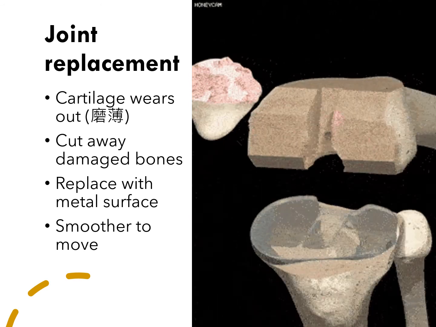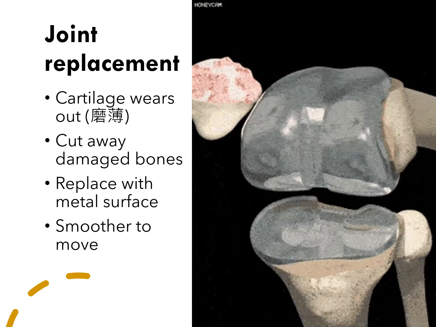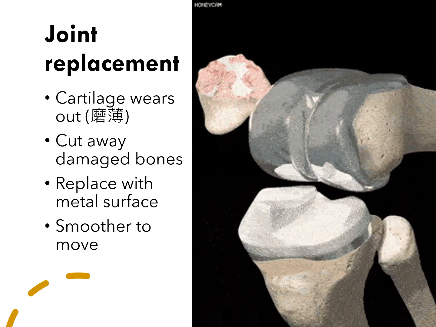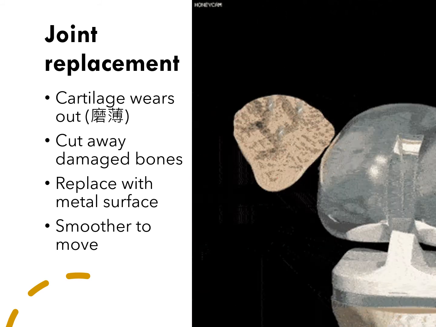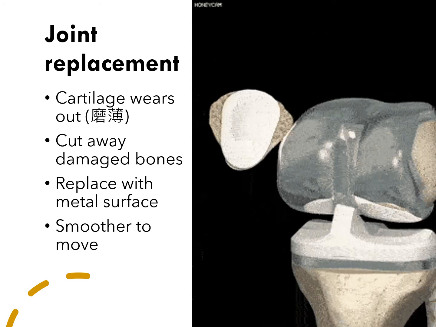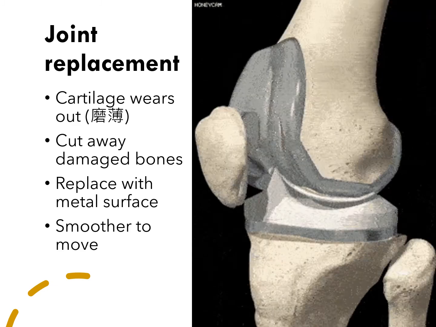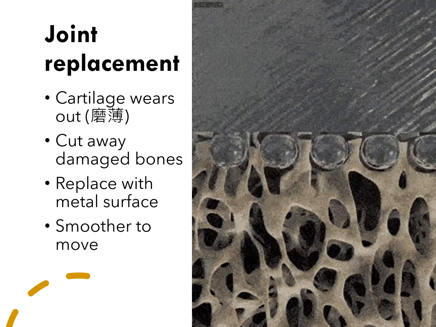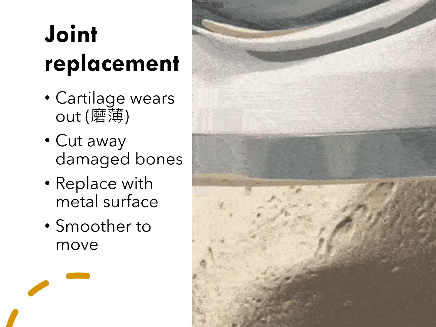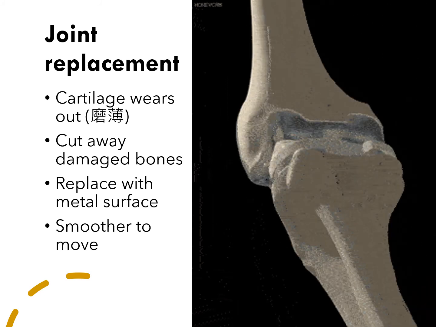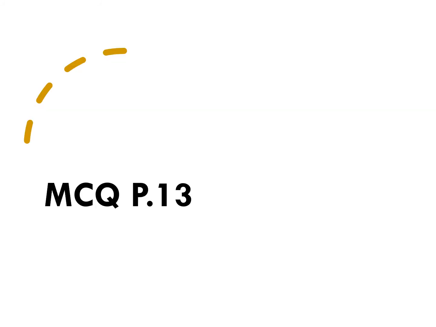A metal surface is put on the joints. This helps to make the movements a lot smoother than before. This reduces the pain during movement. Please go to your textbook page 13 to finish the MCQ.